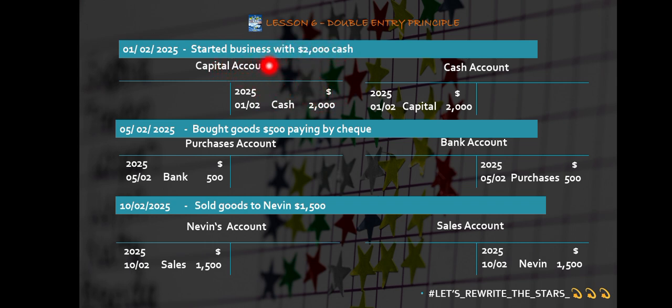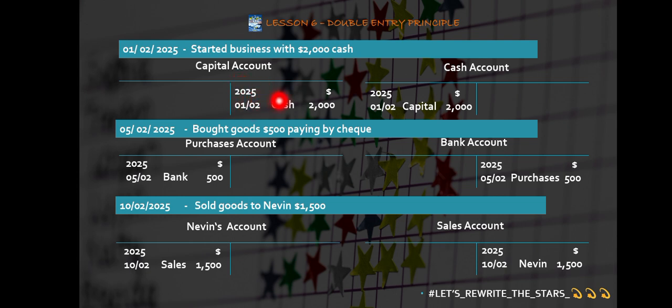Because it's a credit entry, we are going to draw our T account first. When you draw the T account, on top of it you indicate the account name. So this one is going to be the capital account. Because the capital was given, we record it at the credit side, the right side. We indicate the year and the currency, which is the dollar, and underneath that we write the date of the transaction: 1st of February, and up here the year, 2025.